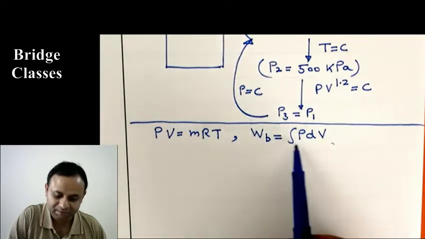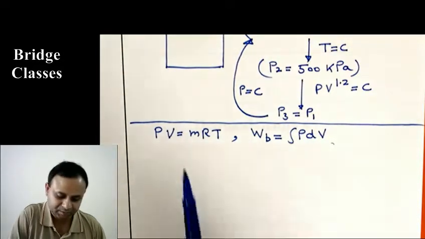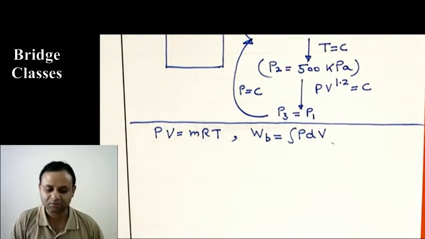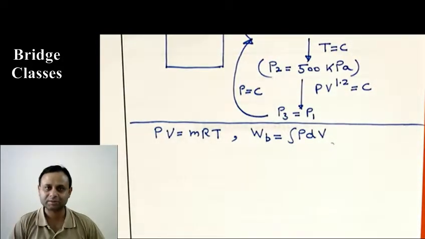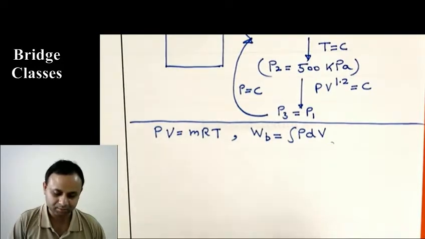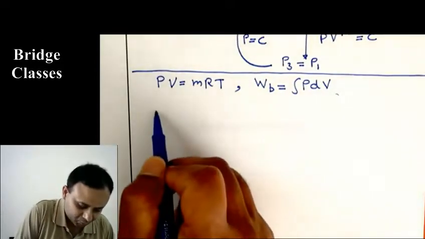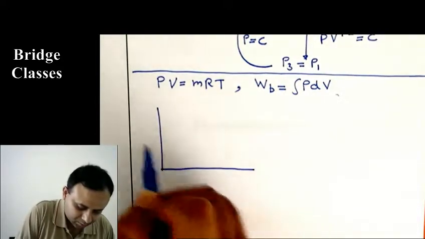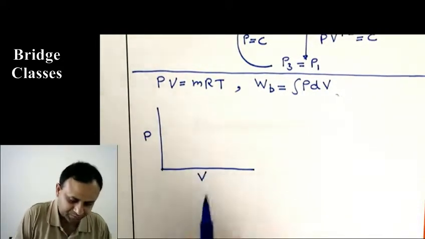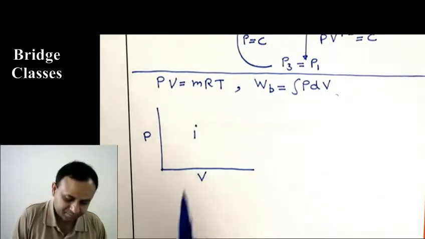But boundary work we can get based on the description of the process, integral PdV. And then we have the description of the processes, whether it is constant temperature or polytropic. So that's all. We are just going to use these equations to get boundary work. But before we do that, let us also draw how these processes look on a PV diagram. Let us say state 1 is here.